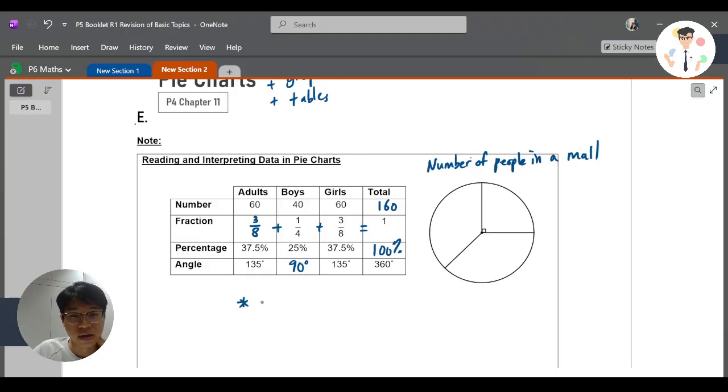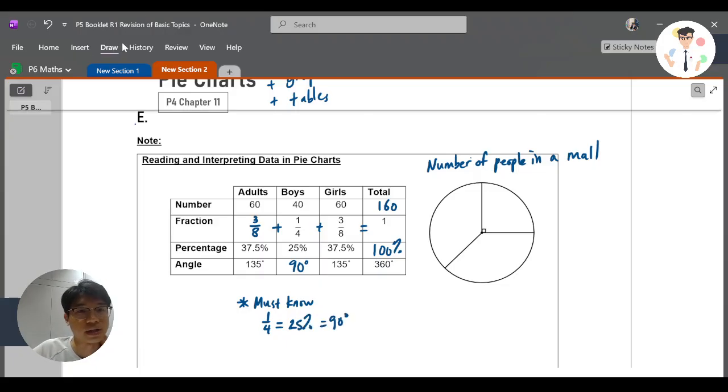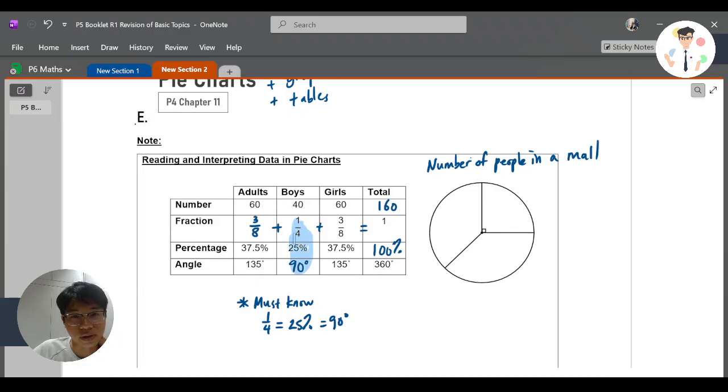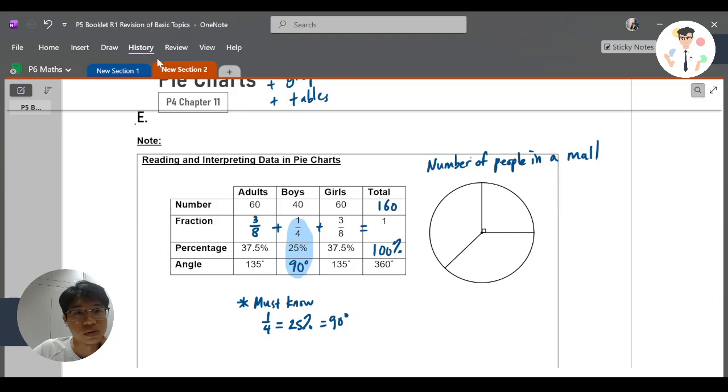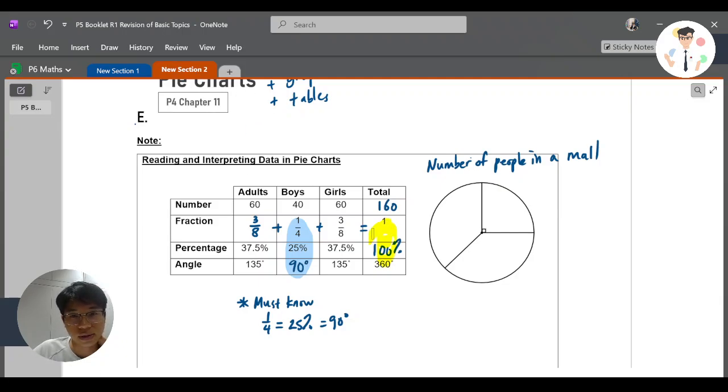Let me just write here. You must know 1 out of 4 is the same as 25% and the same as 90 degrees. Let me just highlight this for you. This is important. You must know this is always like this. Okay, something for you to take note.